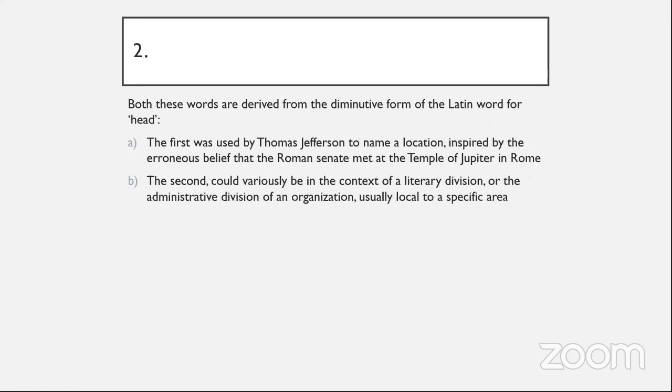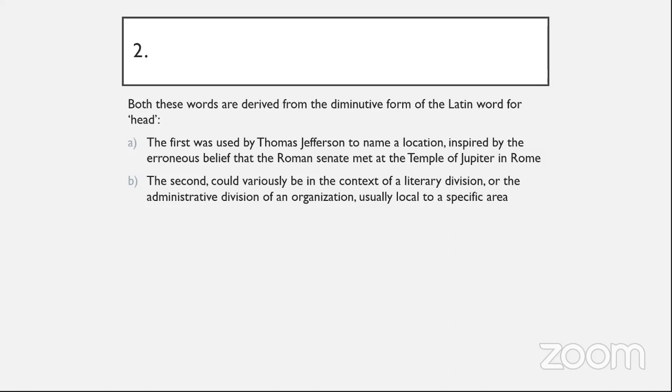Right? I'll go to the second one. Again, both of these words come from the diminutive form of the Latin for head. The first was used by Thomas Jefferson to name a location, inspired by the erroneous belief that the Roman Senate met at the Temple of Jupiter in Rome. So, having heard this story, Thomas Jefferson used this word to name a specific location.